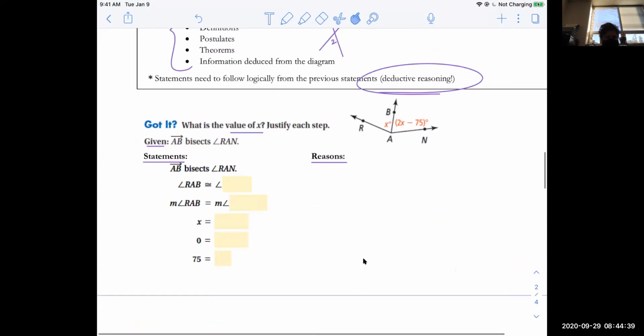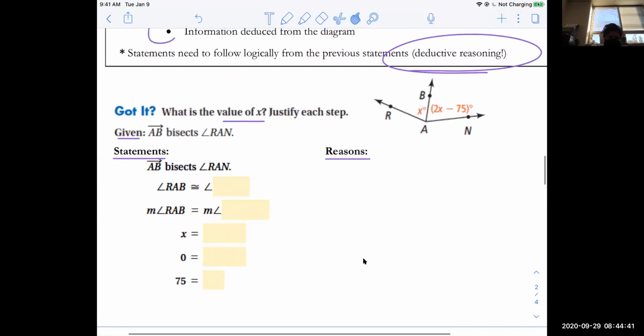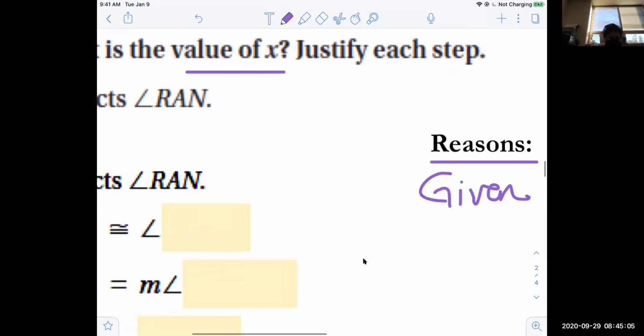Okay. Ray AB bisects angle RAN. That's your given. Almost always the first step is given. And sometimes there's more than one given, that one of them is used at the beginning and then one might be used later on. Angle RAB is congruent to, what should that second thing say? Angle RAB is congruent to angle BAN. What is their reason for that?